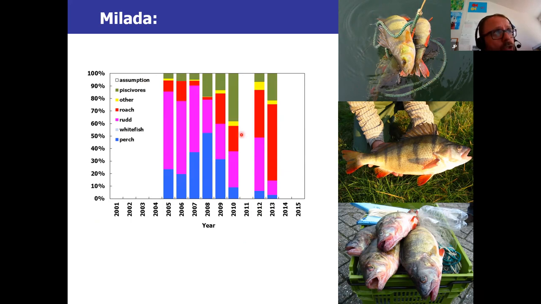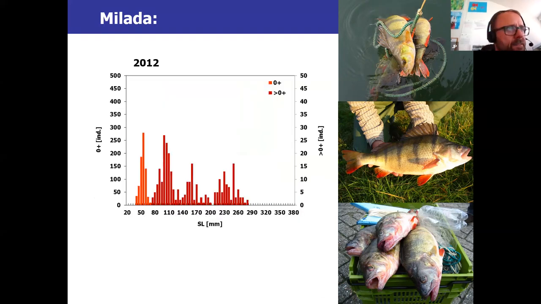The nearly vanished roach represented a very significant part, and that was because after the decline of the population of perch, and rudd populations as well, the increase in population size of roach was not affected by the introduced piscivores. Here you can see again the size histogram of the roach population in 2012. These are the young of the year. These peaks are the fish that were born in 2011, 2010, 9, 8. So the population increase is very continuous without any troubles.